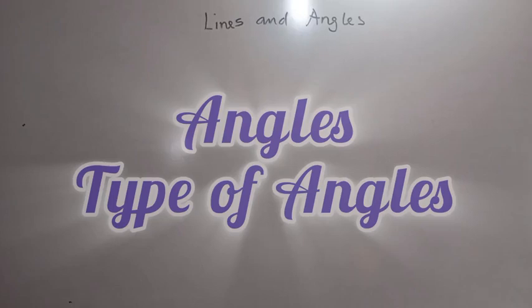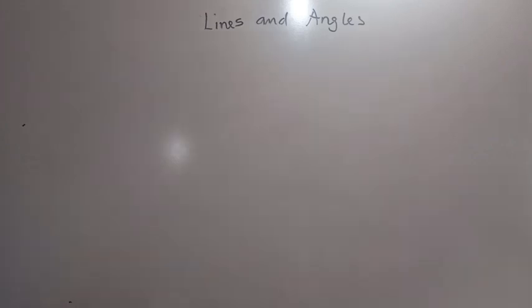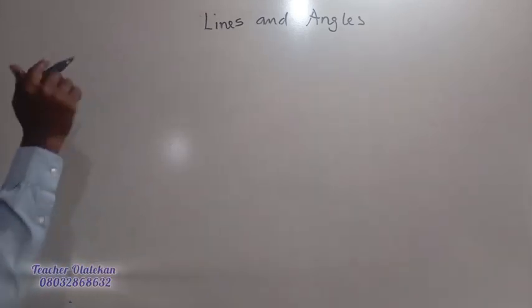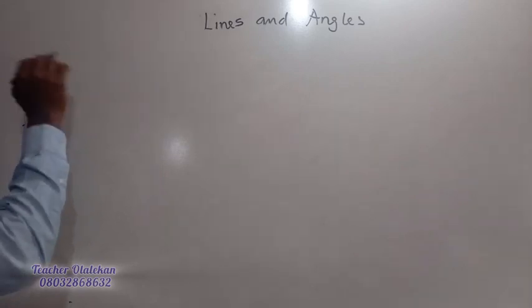So we are going deep into angles now, right? So what is an angle? An angle is formed when two lines meet. Okay, when two lines meet, an angle is formed.